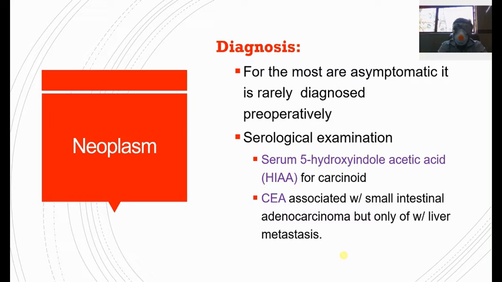How can we diagnose these conditions? For the most part, these are asymptomatic. So diagnosis is not a first priority for the general surgeon. While you can get help with some serological examinations like hydroxyindoleacetic acid for carcinoid tumors, and carcinoembryonic antigen. It is associated with small intestinal adenocarcinoma, is rare, but it can be elevated in the presence of liver metastasis.